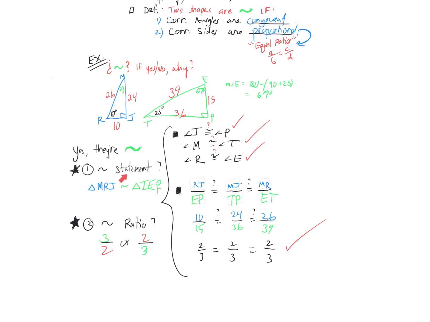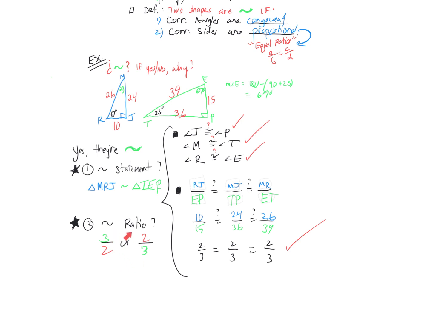The similarity statement actually names them. Triangle MRJ is similar to, and you've got to name the green one in the same corresponding order. So MRJ started by the 23-degree angle, went to 67 and to 90. So we have to start at the 23-degree angle and go to 67 to 90, TEP. And the similarity ratio is either 2/3 or 3/2. It can be either one.